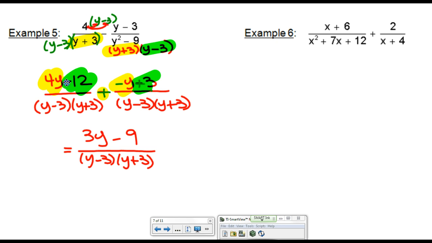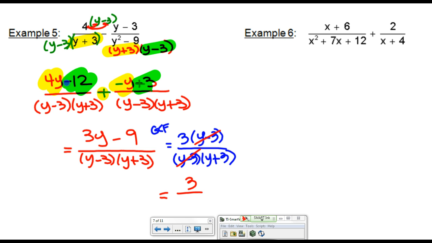All right, and at this part, the adding fractions step is done. All we have to do now is see if we can simplify. And let's see, this is a GCF, so factoring out the 3. The denominator is already done. All right, they both have a y minus 3 factor in each. Reducing that out, we have a 3 in the numerator and a y plus 3 in the denominator.